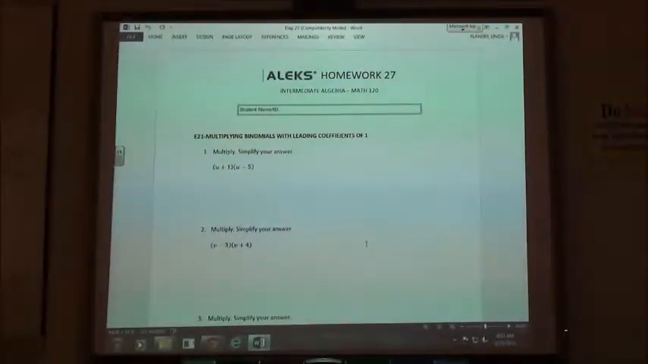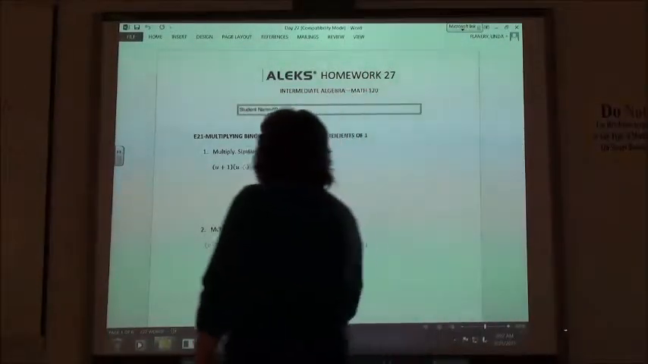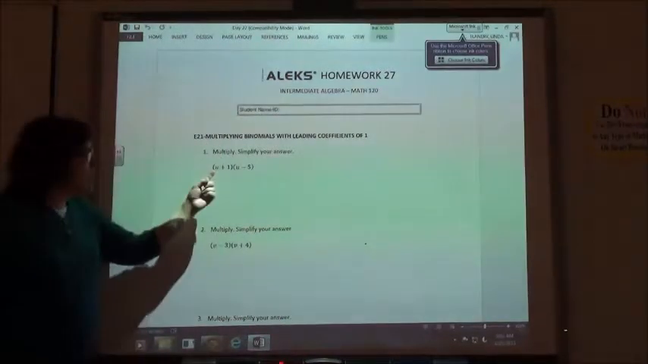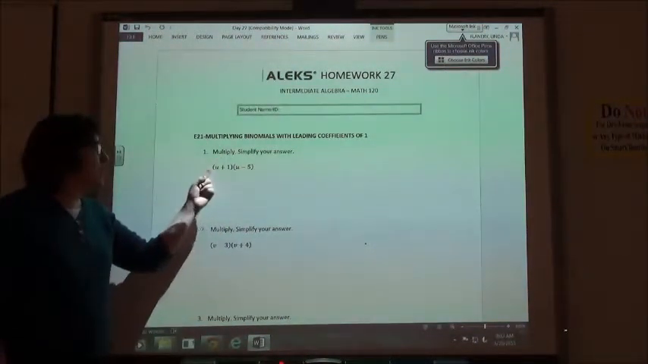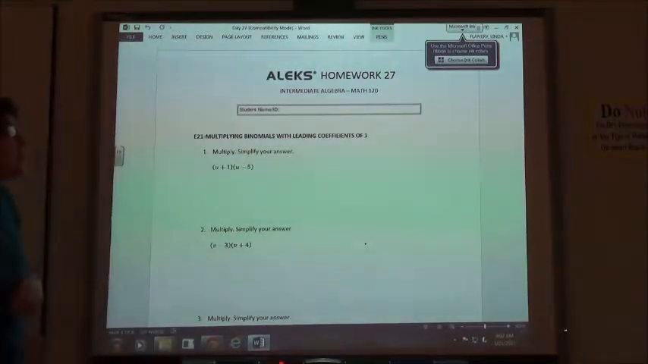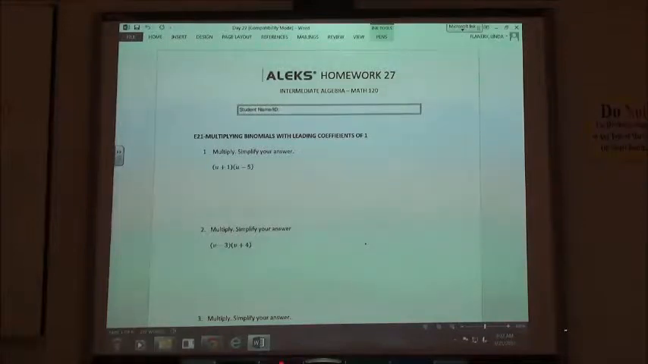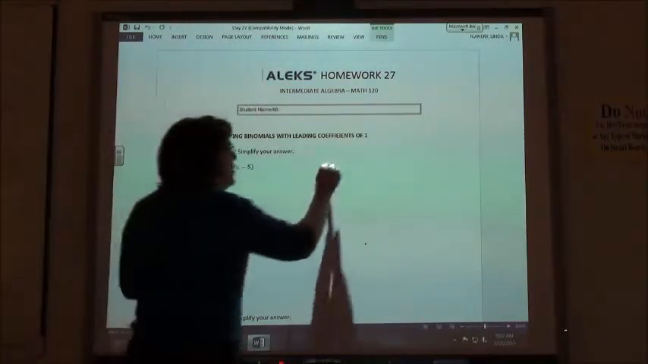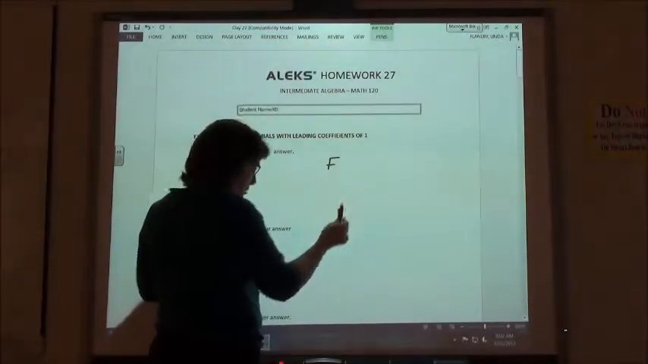So homework 27 starts off, we're going to multiply binomials. A binomial just means that there's two terms. U plus 1 is two terms. U minus 5 is two terms. So I'm multiplying binomials. Probably when you did this in high school, they called it foiling. When you FOIL, you do the first ones together.